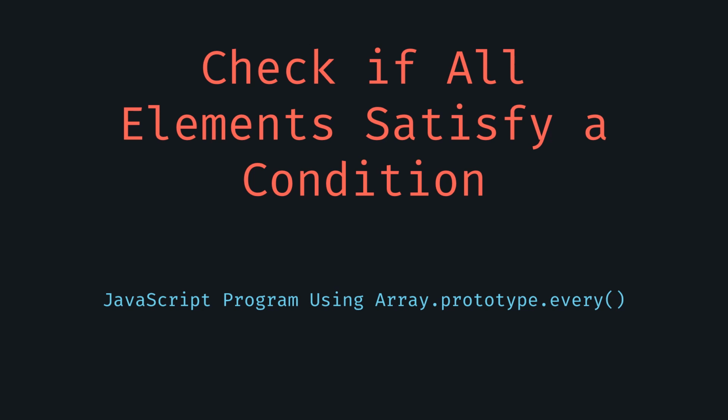Welcome to today's tutorial. In this session, we'll explore a JavaScript program that checks if all elements in a collection satisfy a given condition. We'll use the Array.prototype.every method to evaluate whether every element in the array meets the specified criteria. This approach is efficient and allows flexibility by accepting custom functions or a default check for truthy values. Let's dive in and see how it works.